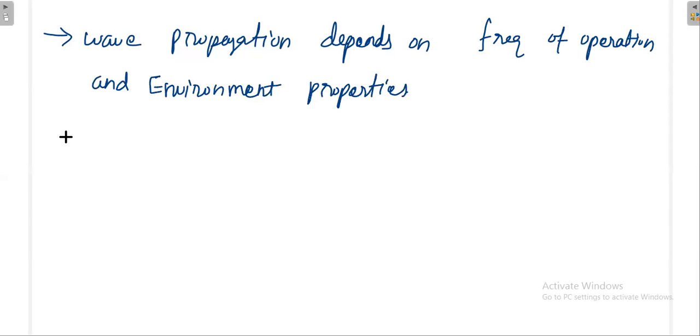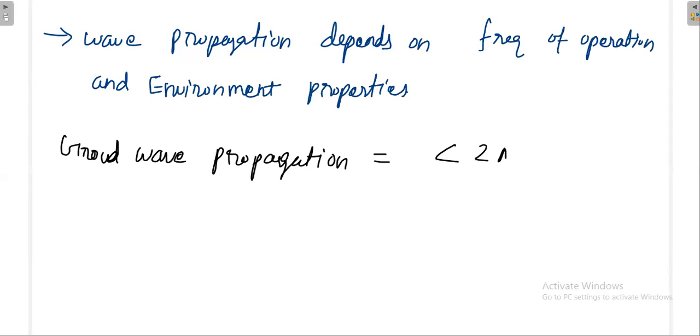Then what is ground wave propagation? If your frequency is less than 2 megahertz, in some books they mention less than 3 megahertz, no problem, then the ground will support that wave. That is ground wave propagation.